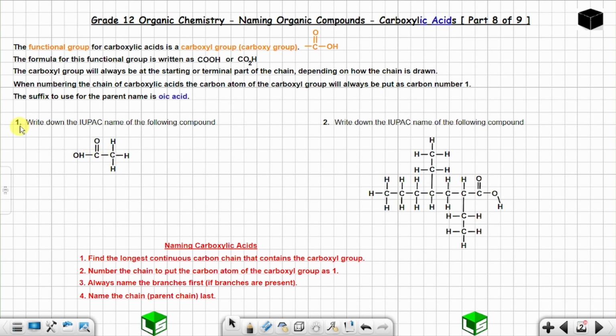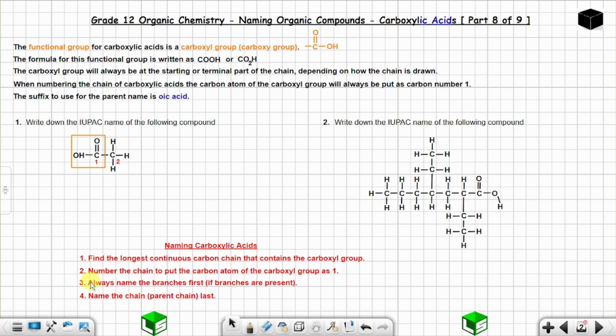Let's start with example number 1. Write down the IUPAC name of the following compound. We are going to use the IUPAC system to name this carboxylic acid. Find the longest continuous carbon chain that contains the carboxyl group. This is your carboxyl group, and this will be carbon number 1. Number the chain to put the carbon atom of the carboxyl group as 1. Always, this will be your carbon number 1. So the chain will be 1, 2. Now we are done numbering.